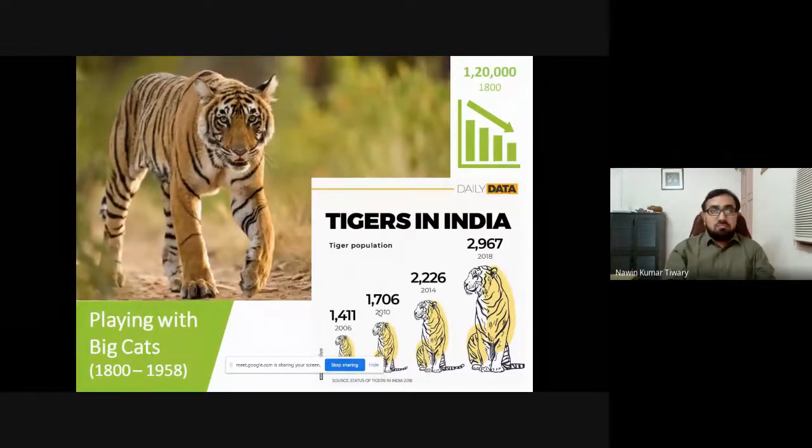So the tiger census started only after 1972 when Project Tiger was launched. But before that, we didn't have any tiger census in India. But we have some numbers. In fact, yesterday we had a wonderful lecture by Professor Mahesh Rangarajan. In one of his books, he is the only one who has pointed this out. He has estimated the number of tigers in 1875 through the number of huntings and killings that happened during that time.